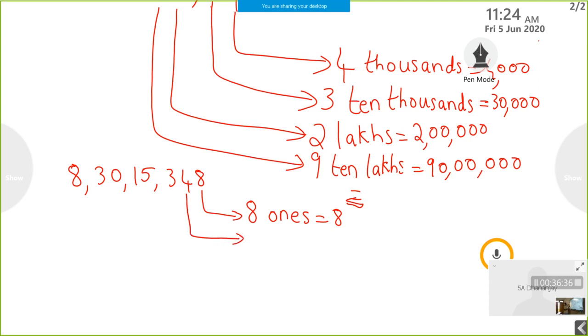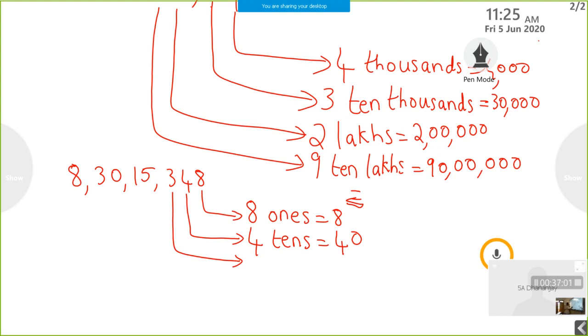Next, 4 belongs to which place? 4 belongs to 10's place. So the place value is 4 tens. 4 tens is equal to 4 into 10. It is 40. You wrote the correct answer? All of you? Now coming to the third one.